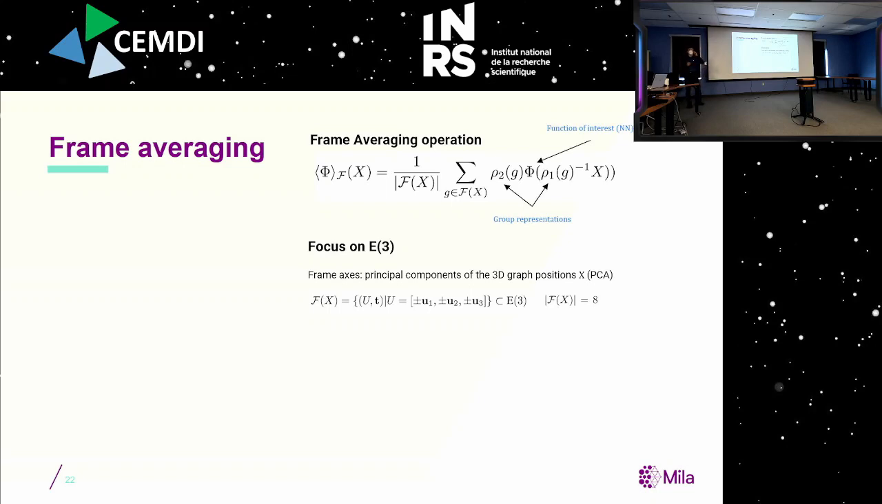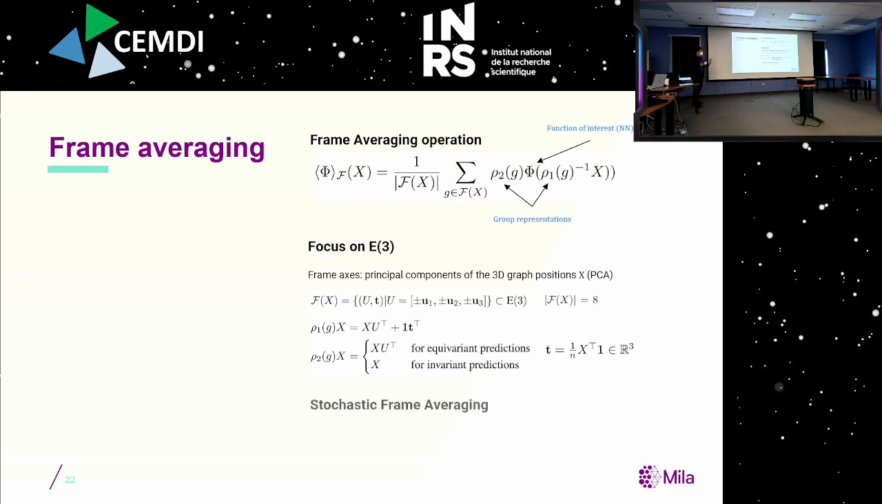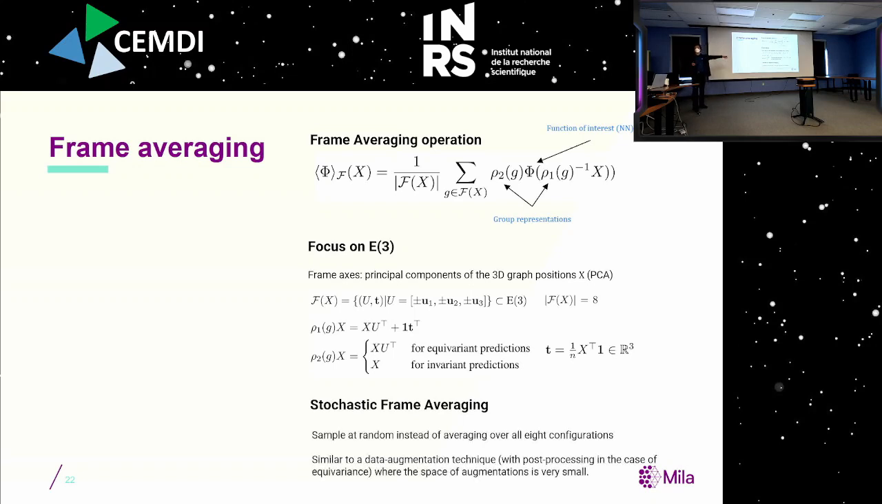And in this case, what we're going to do is define a frame by taking the principal component analysis of the data. And so this is going to define something that doesn't change based upon the configuration of the atoms. And we're going to use this frame in order to find just 8 configurations to average over. And it turns out we only need 8 because of the particular nature of the group E3 of transformations, of rigid body transformations in 3-dimensional space. So we've gone from infinitely many things we need to average over to just 8. And then there's going to be an even cheaper form of this where we don't average over 8. We just pick one at random.